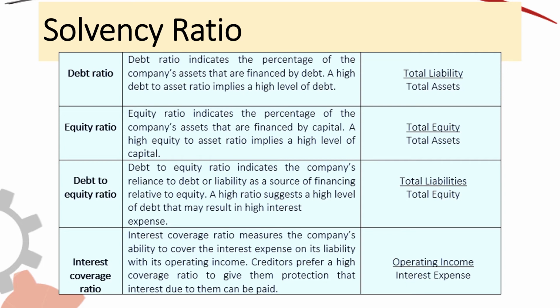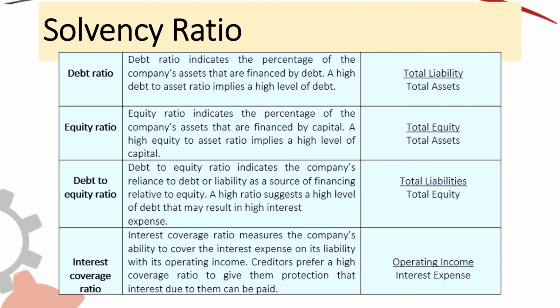Next, we have the equity ratio, which indicates the percentage of the company's assets that are financed by capital. A high equity to asset ratio implies a high level of capital. So it is computed by total equity divided by total assets.